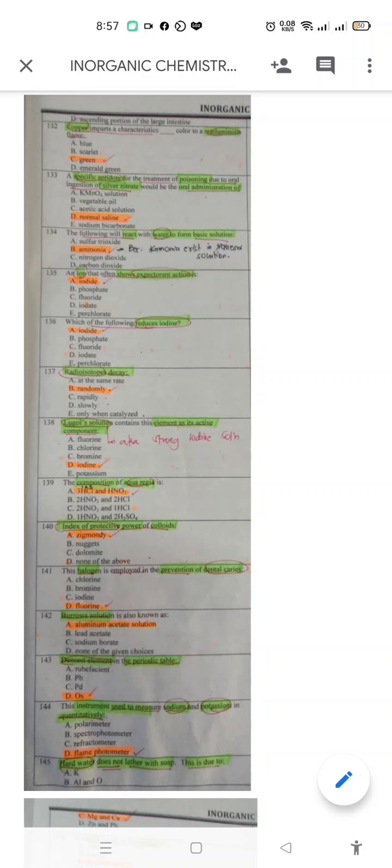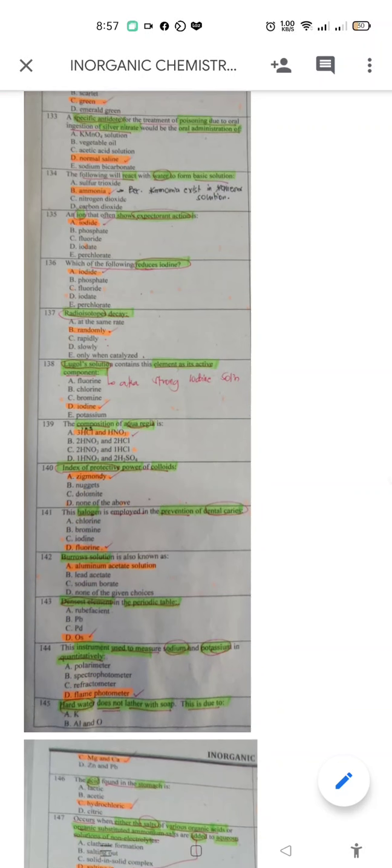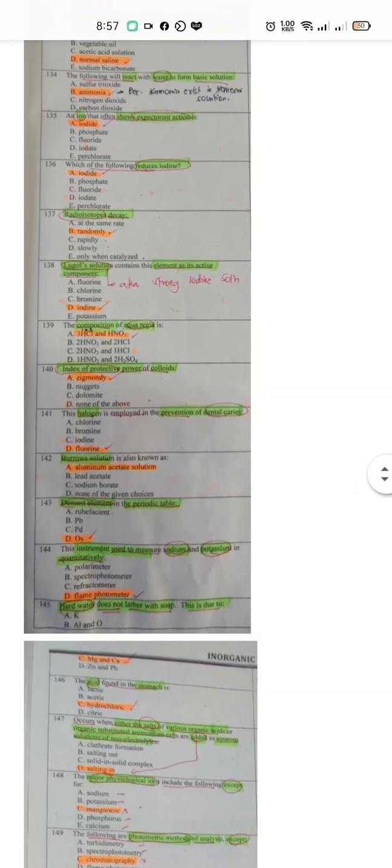Number 145, hard water does not lather with soap. This is due to magnesium and calcium. So, hard water does not lather with soap. This is due to magnesium and calcium.